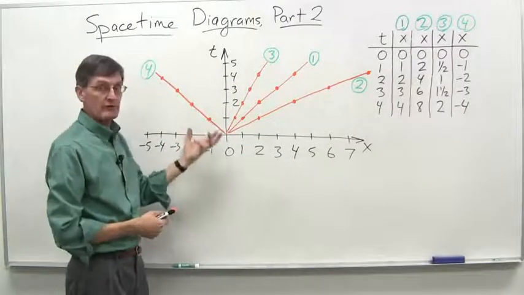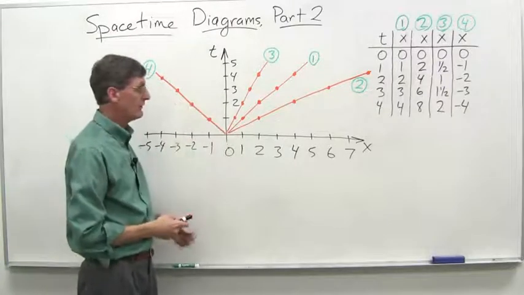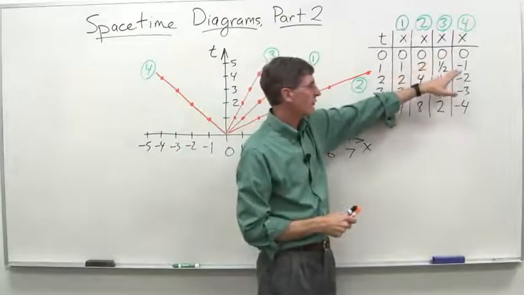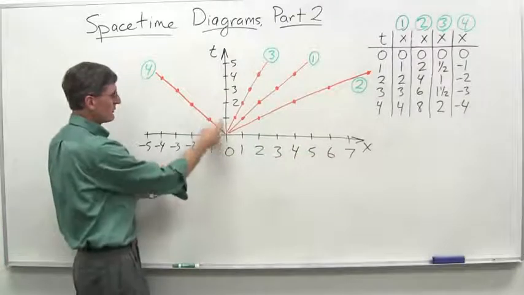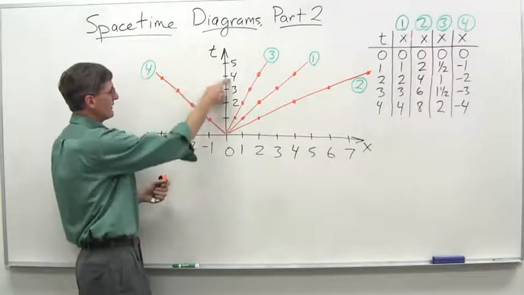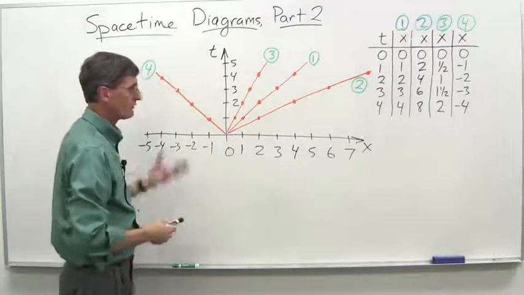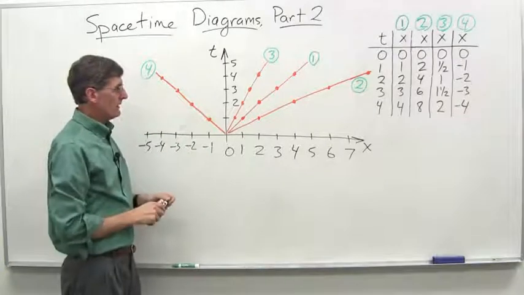And then for the 4th run, just to do something different, we'll assume it's moving in the other direction. So it starts at 0 again, but at time t equals 1, it's at -1, and then -2, -3, -4. At time t equals 2, it's at -2. At time t equals 3, it's at -3. And at time t equals 4, it's at -4. Okay, so 4 different runs of our spaceship.